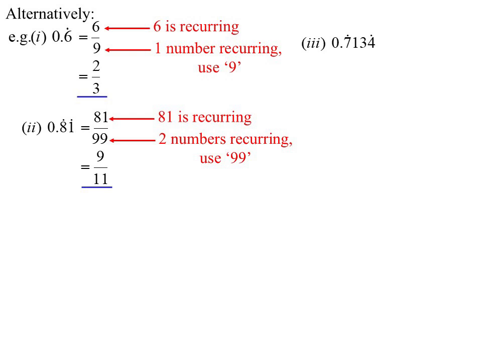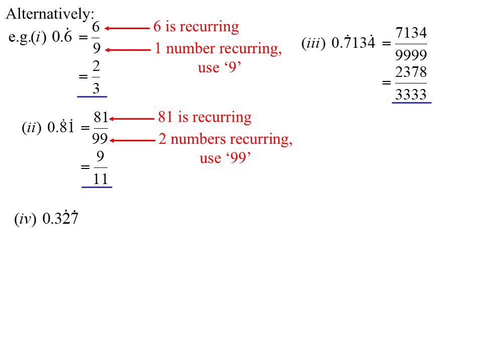So if I had this one, 0.7134, and all the numbers are recurring, I'll go, well, hang on, I know what that is. That's 7,134 over 9,999. There are 4 numbers repeating, so I'll write 4 9s down. Does that simplify? Yes, it does.